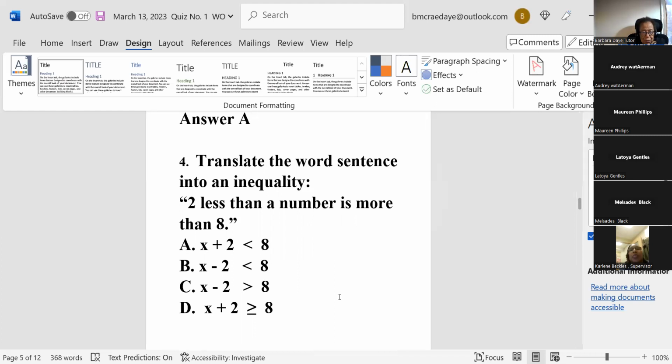I said B. No, that can't be B. Number C. That's right, Audrey. Very good. Because 2 subtracted from a number X is greater than 8. More than is greater, right? So answer C. See, I get that one right. Very good, Audrey. So that's number 4.